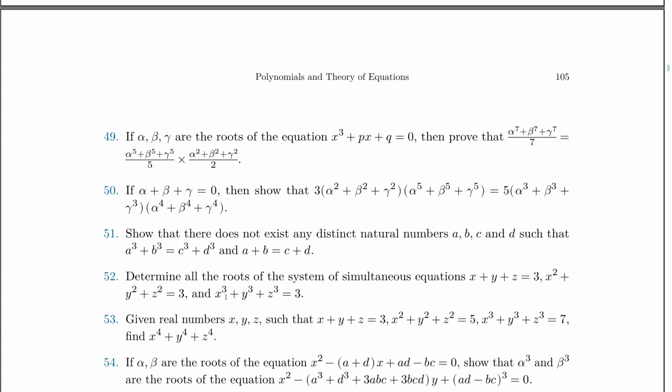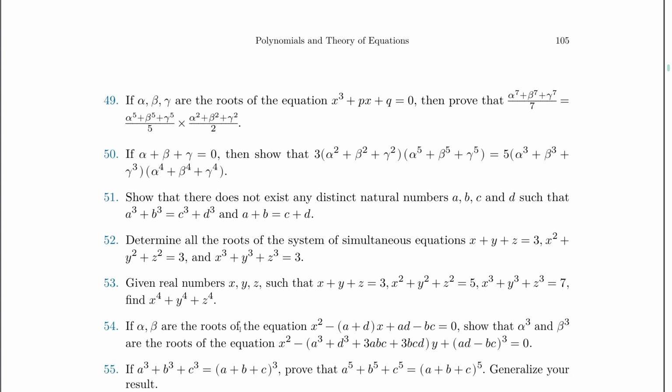Question 54 says that if alpha, beta are roots of the equation x square minus a plus d into x plus ad minus bc is equal to 0, show that alpha cube and beta cube are the roots of the equation y square minus a cube plus d cube plus 3abc plus 3bcd into y plus ad minus bc whole cube is equal to 0.